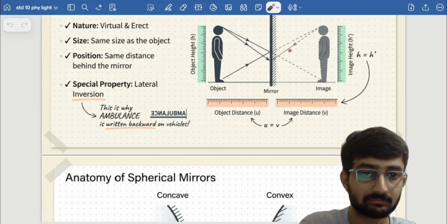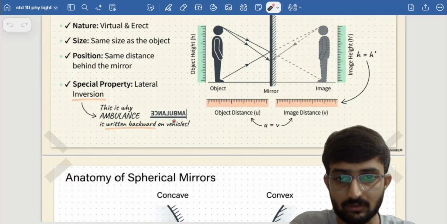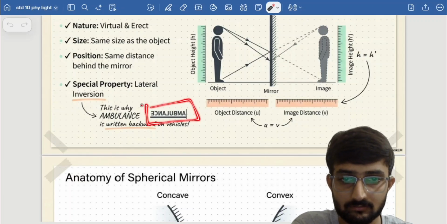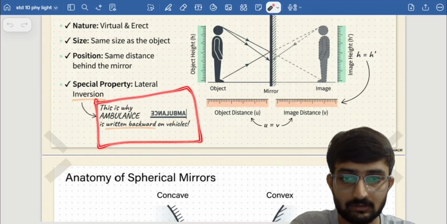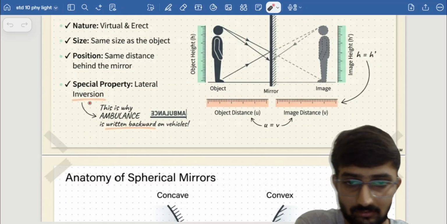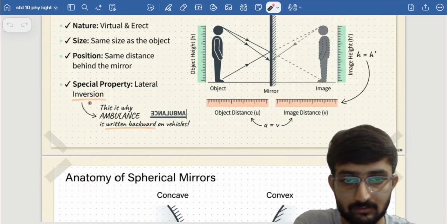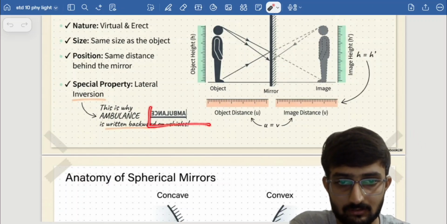Okay, so as you can see here, that is the reason they write ambulance like that.